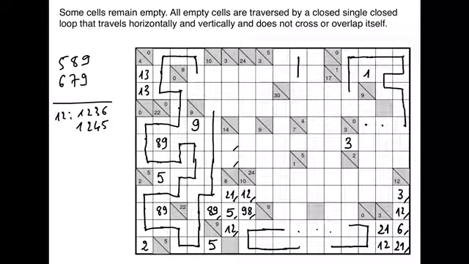Where should I look? 1 doesn't go here, so this is part of the loop. 1 can still go there. If this is part of the loop, doing such a zigzag.